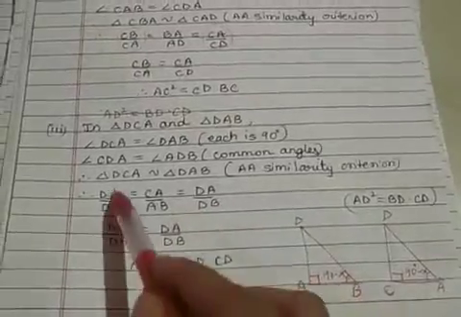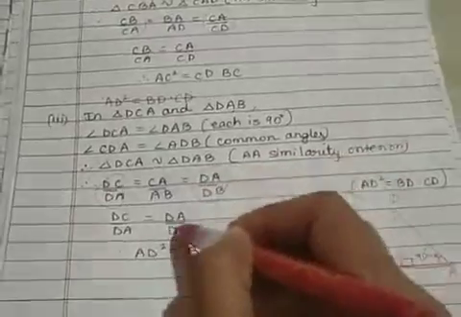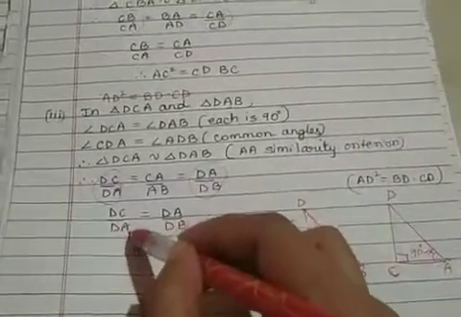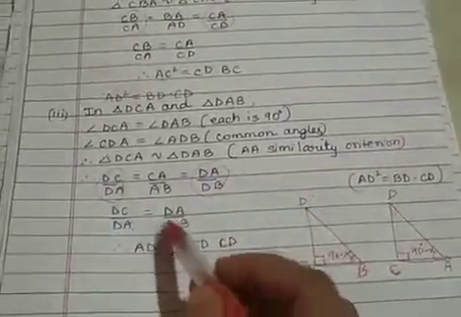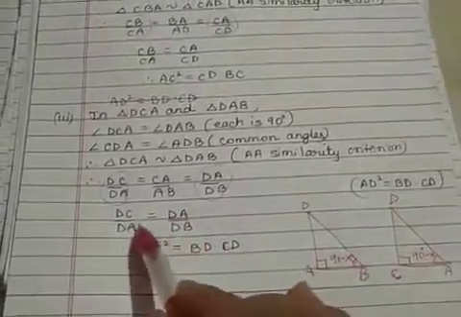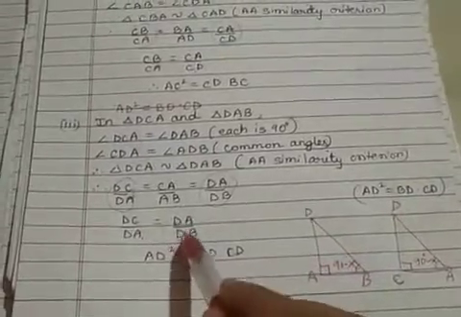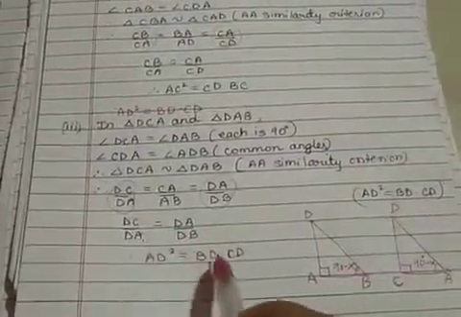Now you want to get BD and CD. BD and CD are here. So we have to take DC upon DA and DA upon DB. DA is same as AD. So it will be AD square is equal to BD multiplied by CD. So AD square is equal to BD multiplied by CD.